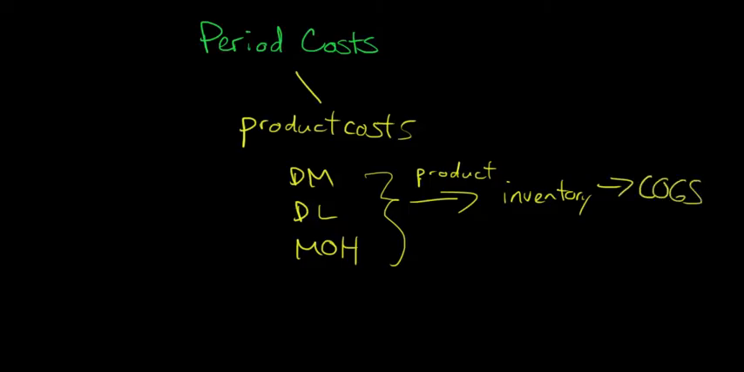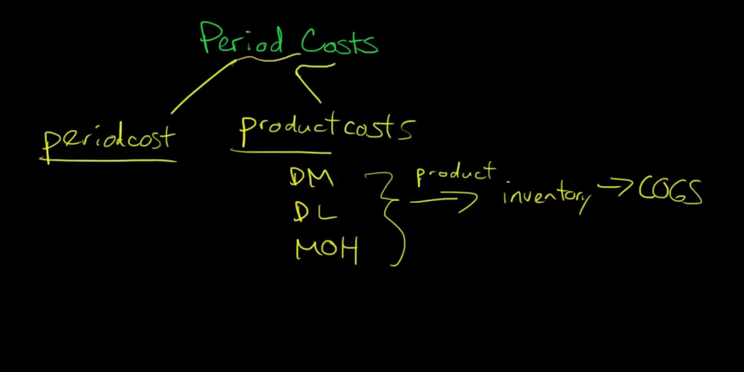So that's product costs. But when we have period costs, basically period costs are expensed immediately. So a period cost is expensed as incurred. So you might say, okay, well, what is a period cost? Well, there's things like selling, general, and administrative costs, SG&A. So marketing expense, the CEO's salary, these types of things.